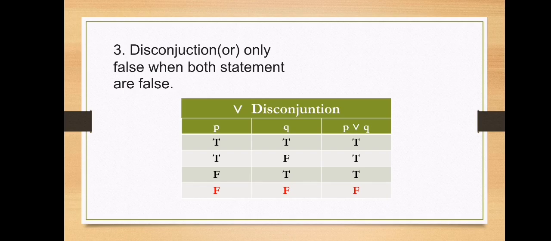This disjunction or is only false when both statements are false. So we have here P or Q. If the hypothesis and conclusion are the same, both false, our answer is false. So P or Q is false.